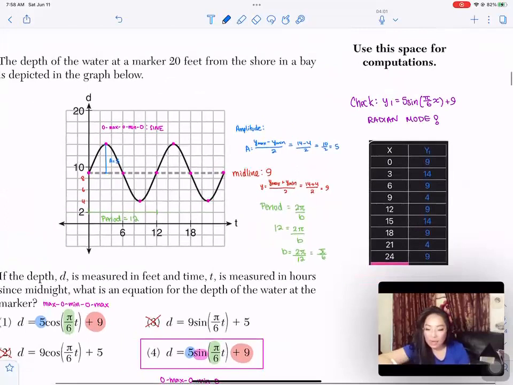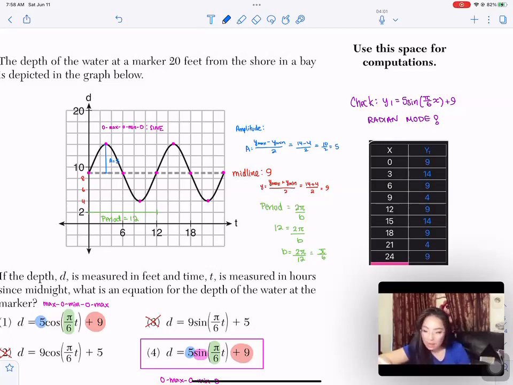So I checked by putting y1 equals 5 sine pi over 6 x plus 6. Make sure you're in radian mode. When you're graphing, you're always in radian mode. Somebody asked me in class, will we ever be in degree mode? And I think for the most part, you are in radian mode. I don't think you need to change to degree mode. So that's a good point. And do remember that they will reset your calculator, so you will be defaulted to radians anyways.